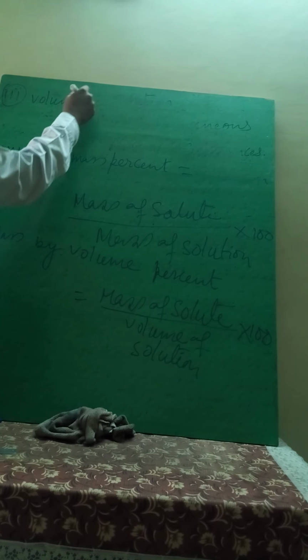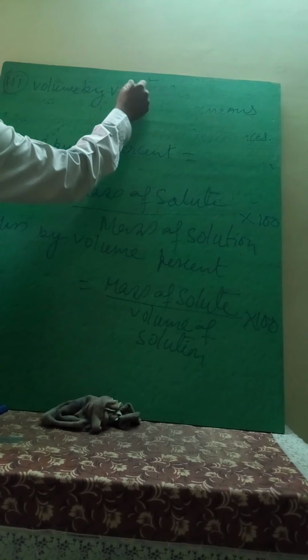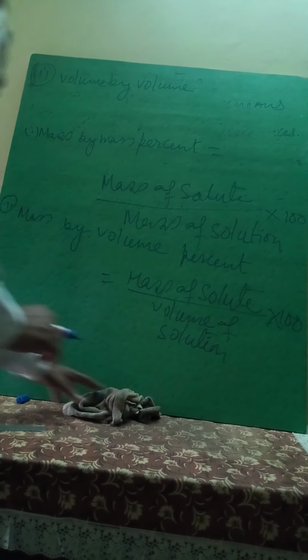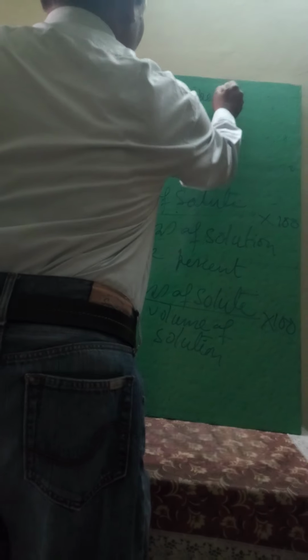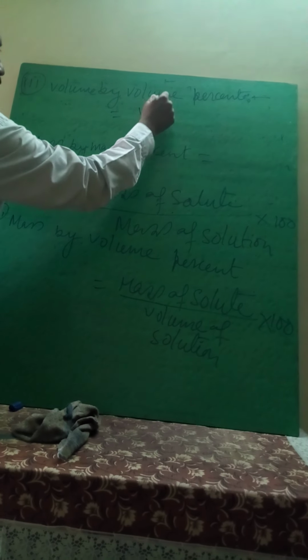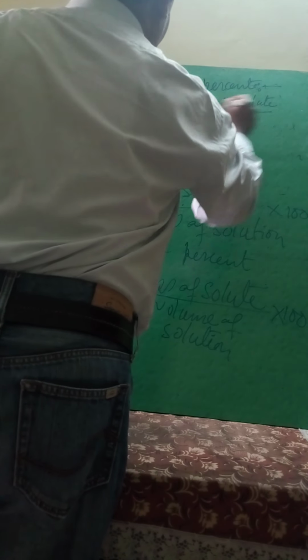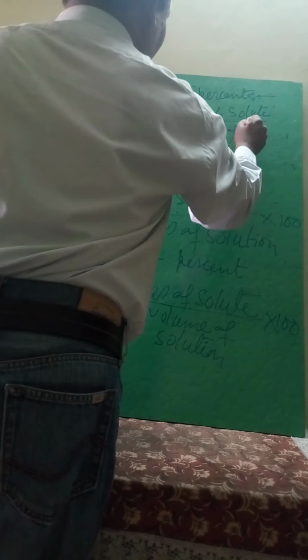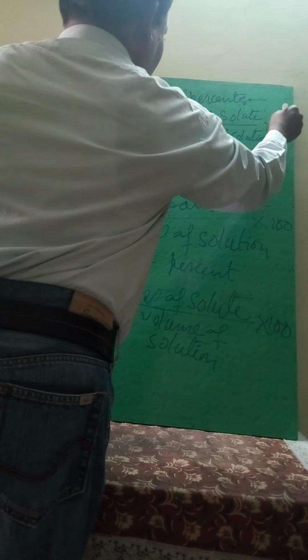Next, volume by volume percentage. Third, volume by volume percent is equal to volume of solute by volume of solution into 100.